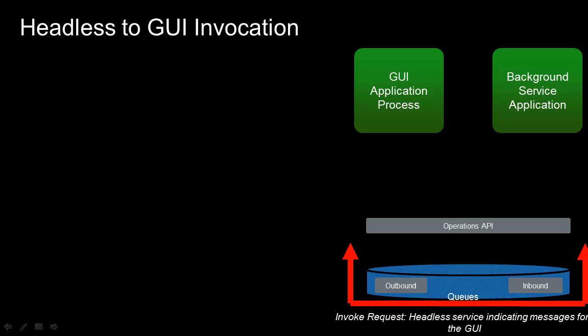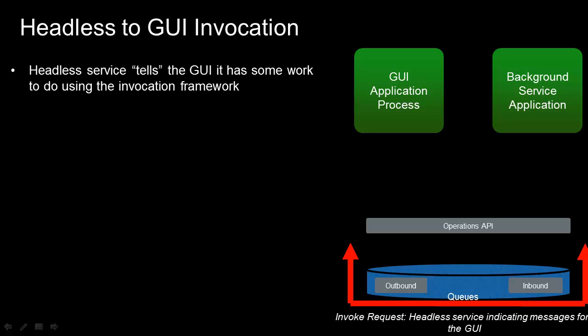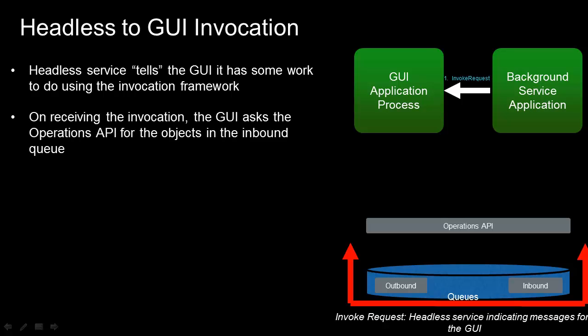The headless service can notify the GUI that there is some work for it to do, again using the invocation framework. So this time the headless service uses the invocation framework and sends an invoke request to the GUI. On receiving the invocation, the GUI asks the operations API for objects from the inbound queue. And the operations API reads the inbound queue table and returns the objects to the GUI for processing.